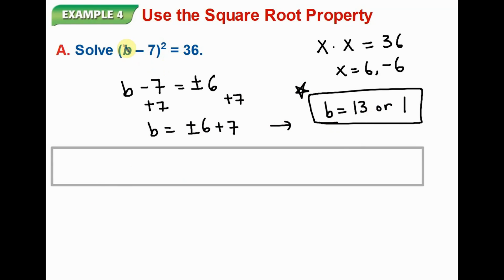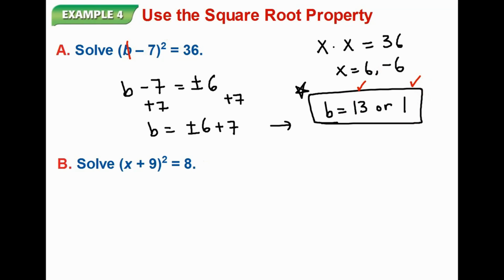Begin with 13. If I have 13 minus 7, I will get 6. 6 squared is equal to 36. So that's how I check. If I put 1 in here, 1 minus 7 is negative 6. Negative 6 squared is also 36. So that's how I know this will work.